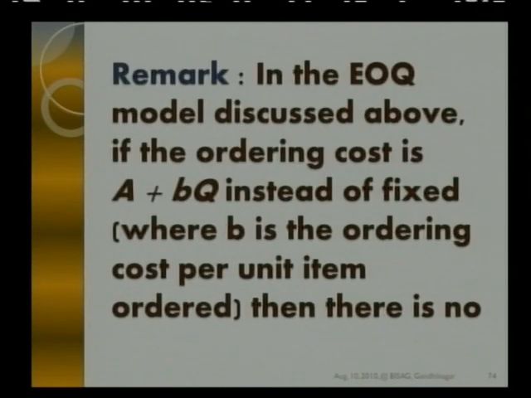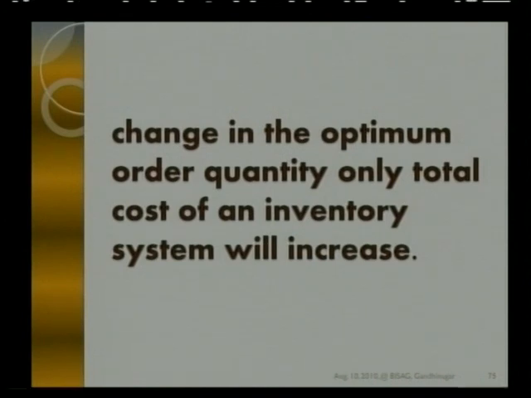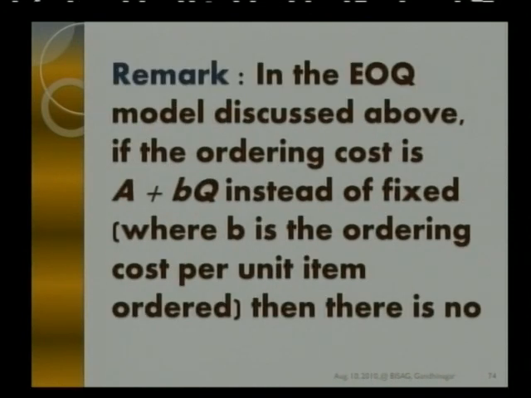In the EOQ model discussed, even if we say that ordering cost depends upon the number of units to be procured, it will not change the optimal value of order quantity. But because of this factor BQ, A plus BQ, ordering cost will obviously increase.